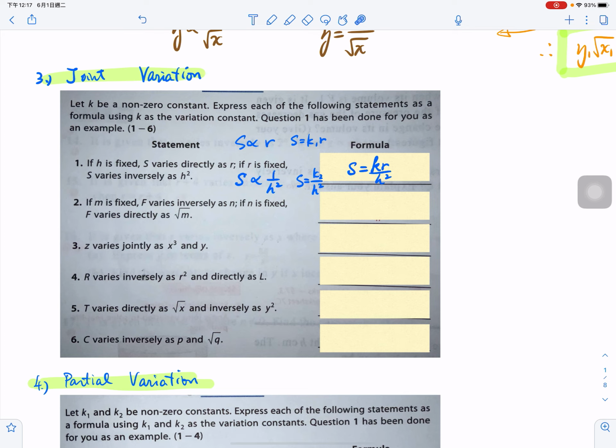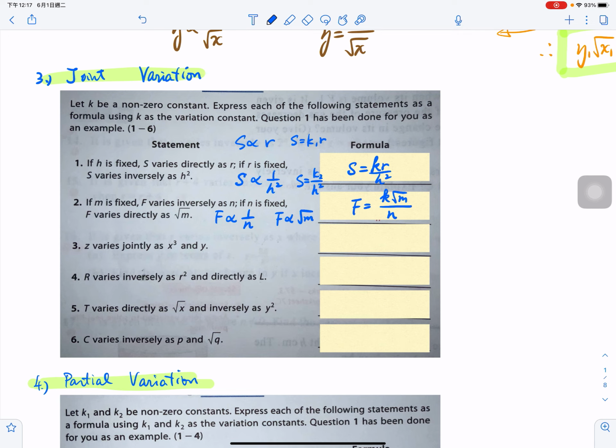好，我哋睇一睇2嗰個啦。If m is fixed and f varies inversely as n, okay? If n is fixed, f varies directly as square root m. So that means f and n relations, and then f with m relations. Okay. So at the end, f equals k square root m over n. This is the formula, linked up with the constant k.